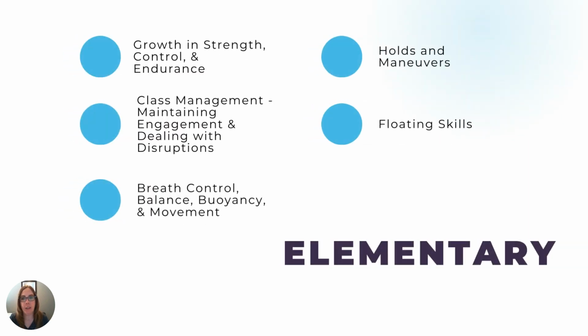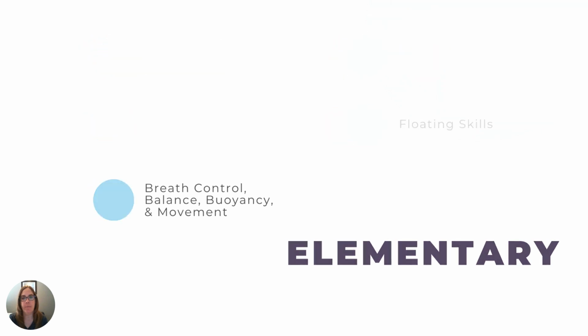The elementary section talks further about their growth in strength, control, and endurance. Provides some additional class management tips like things on maintaining engagement and how to deal with disruptions. It also covers tips for the elementary age on breath control, balance, buoyancy, and movement, as well as tips on holds and maneuvers and floating skills.